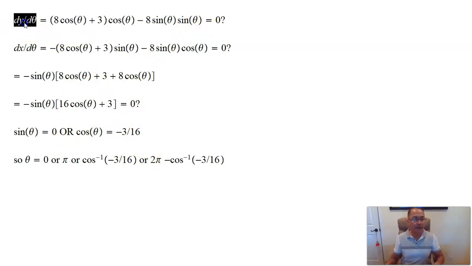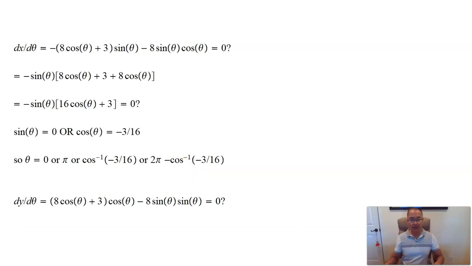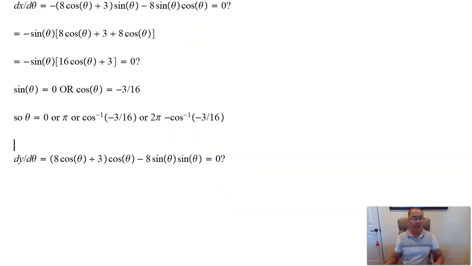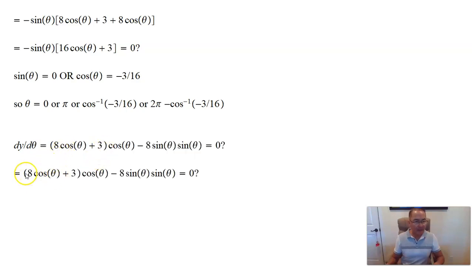Okay, so it looks like we have to bite the bullet and solve this equation. When is this equal to 0? Okay, get back over here. So, we don't have a common factor, unfortunately. However, what happens when we distribute what is in the parentheses here? We will get 8 cosine squared theta plus 3 cosine theta. Oh, how convenient. And then we have minus 8 sine squared theta.